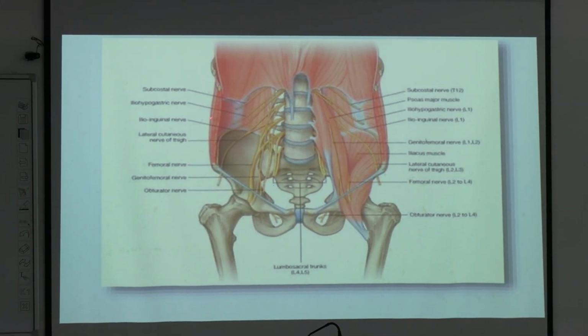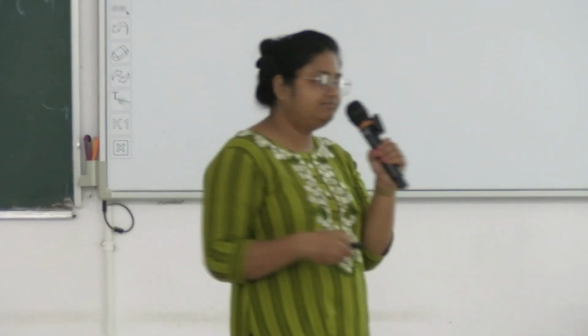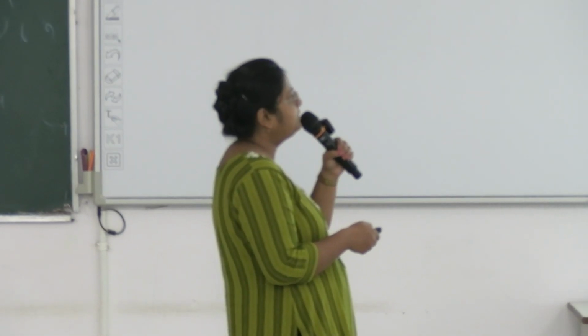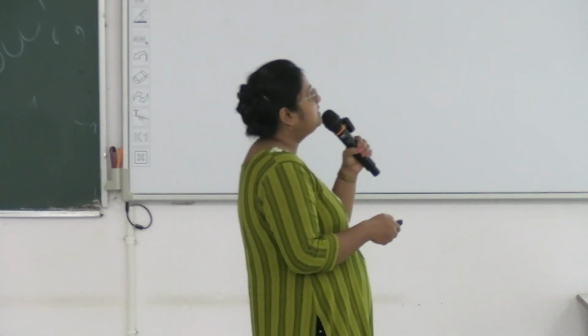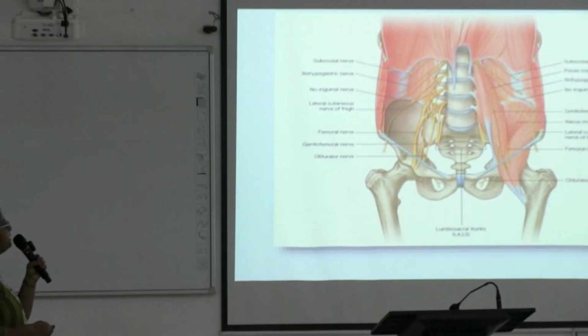So first is the subcostal nerve, along with it lie the subcostal vessels. Below and parallel to it, this is the iliohypogastric nerve, then there is the ilioinguinal nerve, both root value is L1, okay. After that, the lateral cutaneous nerve of thigh. How will you identify it? It is going towards the anterior superior iliac spine and then entering the thigh.